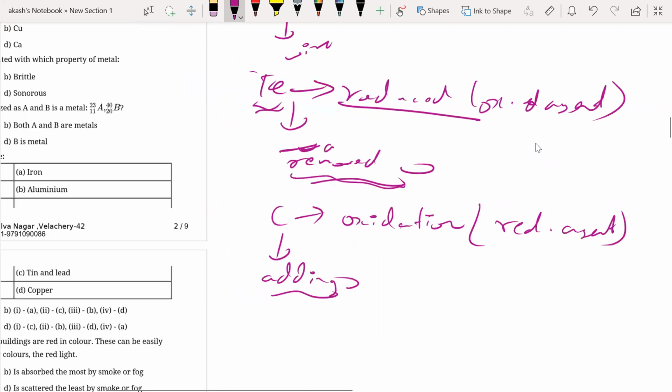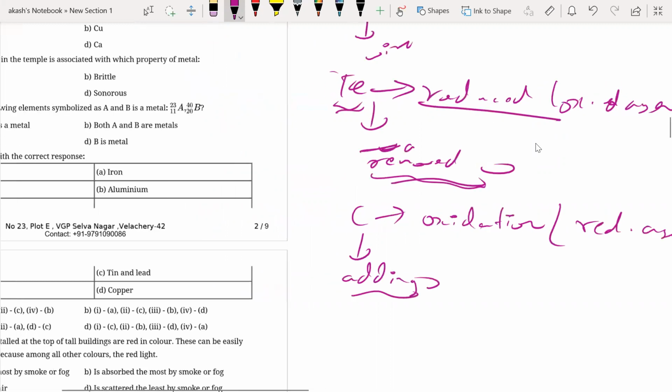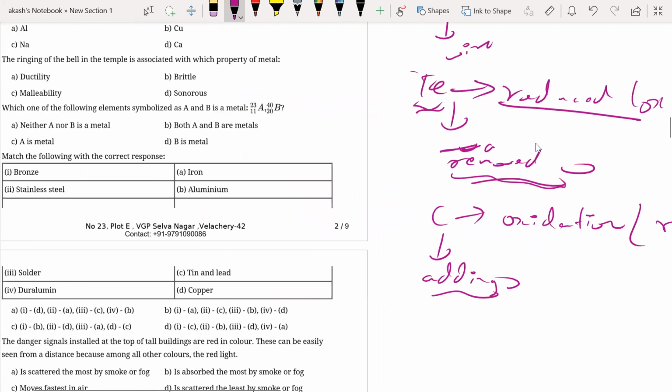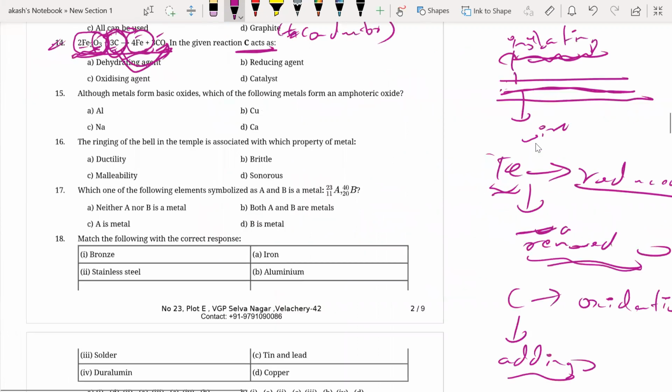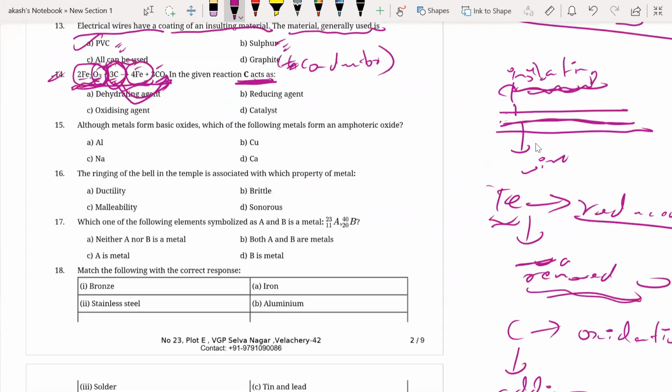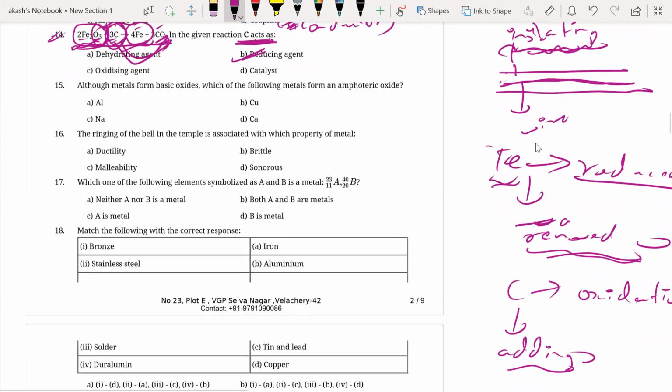So keeping that in mind, they're asking about carbon here. Now I know carbon is undergoing oxidation, so it will be a reducing agent.